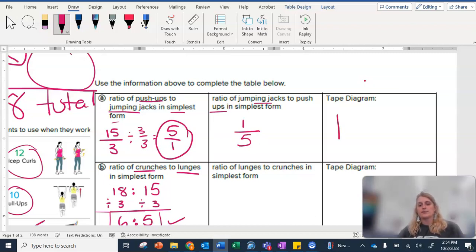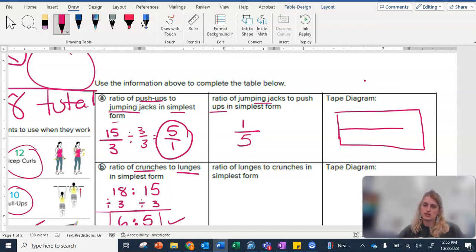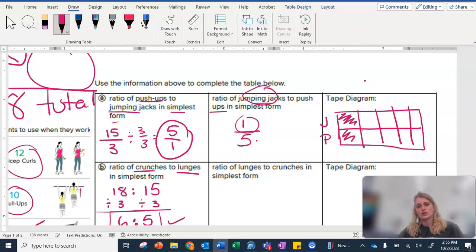And then the tape diagram. Definitely draw your tape diagram from the simplified version because I do not want to cut this into 15 little squares or rectangles. Cutting it into 2, one for jumping jacks and one for push-ups. It does not matter which one goes on the top or the bottom, so long as this jumping jacks is first. That aligns with the 1. 1 jumping jack and 5 push-ups. 1, 2, 3, 4, 5.